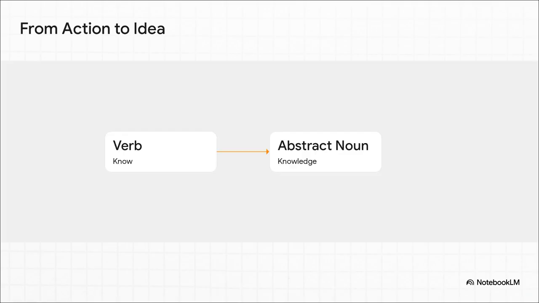And this is like a little bit of language magic. It shows how we create names for things we can't physically touch. We can take an action, a verb, like to know, and poof, we turn it into a concept, an idea, knowledge. We do the same thing with qualities, turning brave into bravery. It's how we capture the essence of an idea itself.